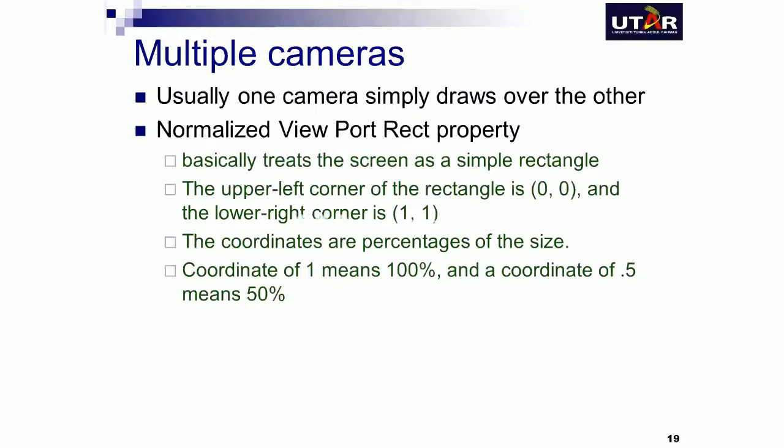Now there's a viewport rectangle property that treats the screen of the game view as a simple rectangle. The upper left corner of the rectangle is 0, 0, and the lower right corner is 1, 1. The coordinates are percentages of the size, so a coordinate of 1 means 100% of the width or the height, and a coordinate of 0.5 means 50%. Let's work through an example that involves multiple cameras in a scene and how they display in the game view.